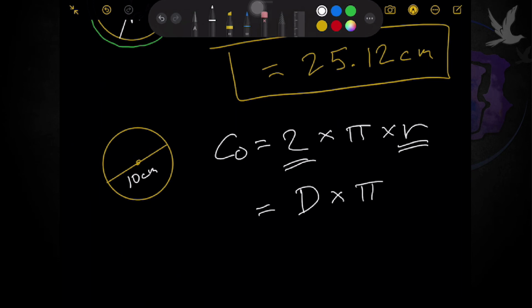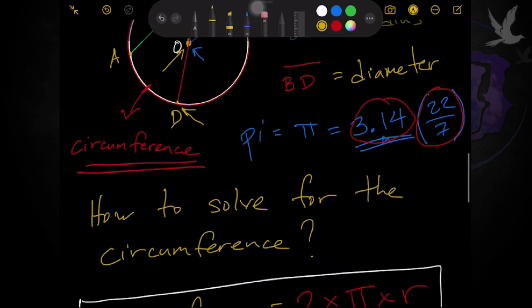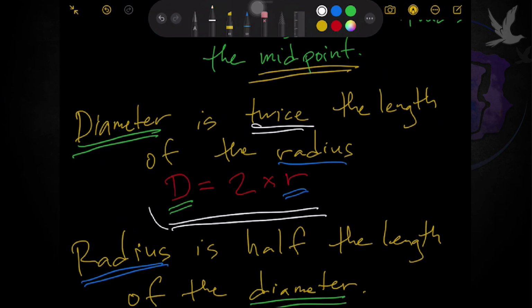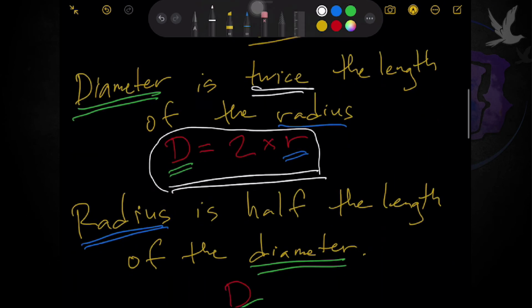Okay? Teacher Mark, saan nang galing ang d? I just said it. 2 times r. Okay? Kakasabi ko lang. That is equivalent to 2 times r. D is equivalent to 2 times r. Pabalik na naman sa taas para makita lang. Okay? It's here. It's very clear. Diameter is equivalent to 2 times r.